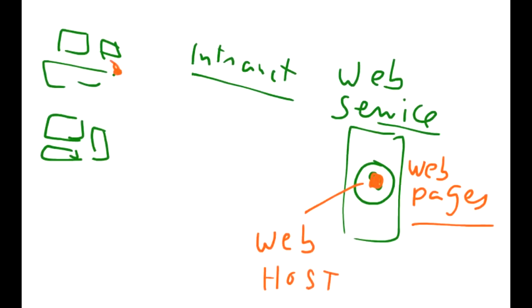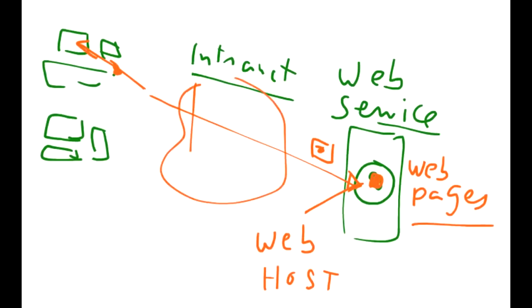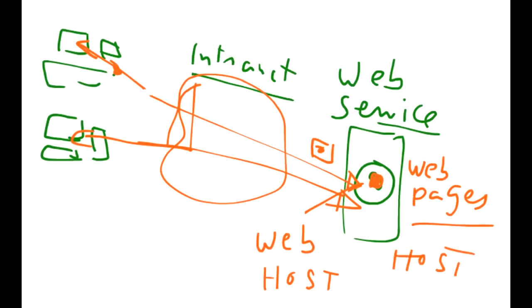A client through its browser sends a request to the server. The server processes that request and makes a copy of the page, or produces a page, and sends it back to the client. Similarly, another client sends a request and this server processes that request. So that's why we call this a host.